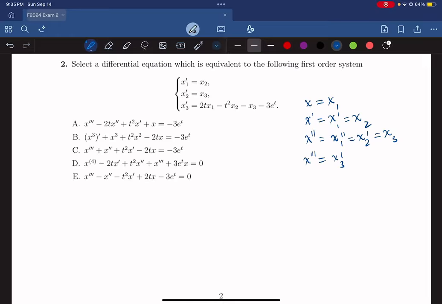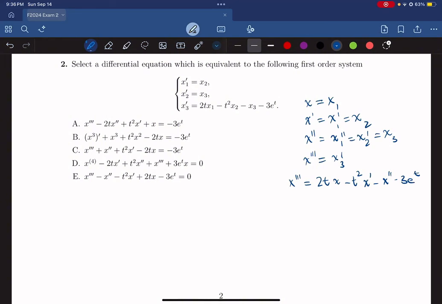Right? And so now what we're going to do is we're going to use that statement. We're just going to rewrite this statement, but in terms of x and x prime. So we have x3 prime, which is like we just said, x triple prime. We have 2t x, and x1 is just x, right? Like the first line, minus t squared x prime, because x2 is just x prime, right? Minus x3 is just x double prime, as we said, and then minus 3e to the t.